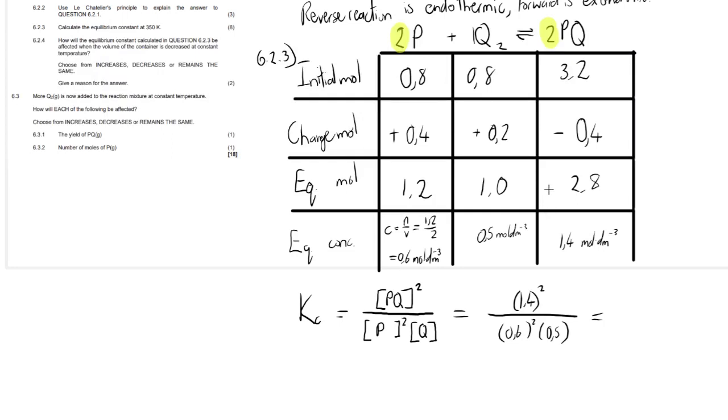So I'm getting 10,89. Just going to double check. Always good to double check. I'm also getting that. Okay, so good. 10,89. What are the units for the Kc value?